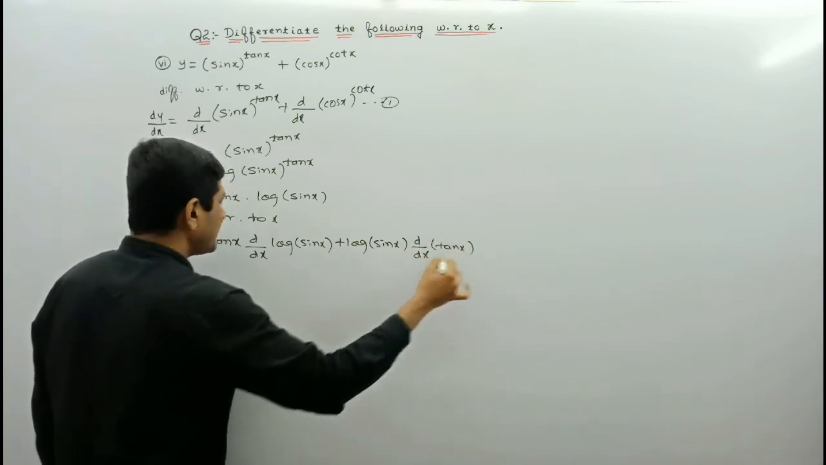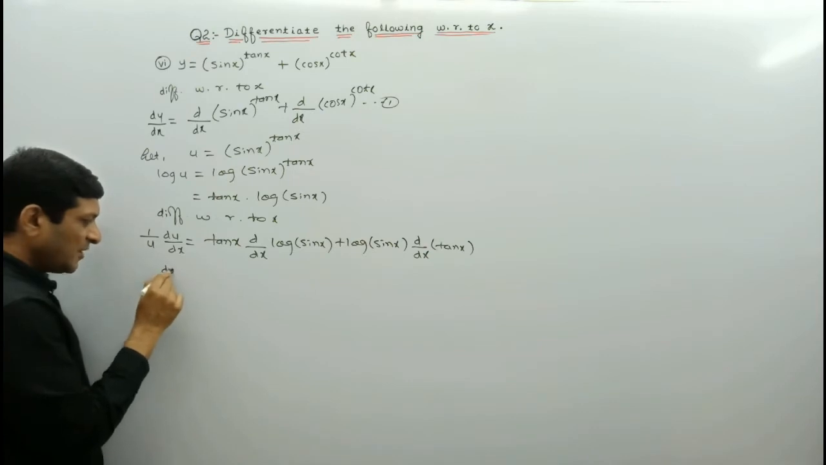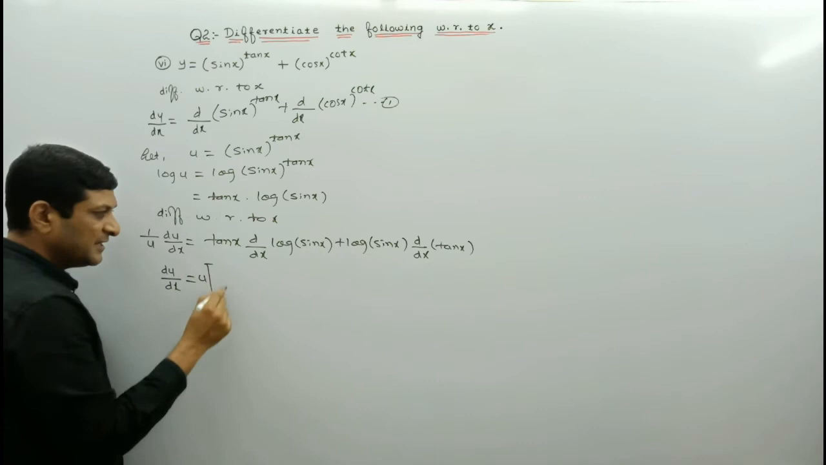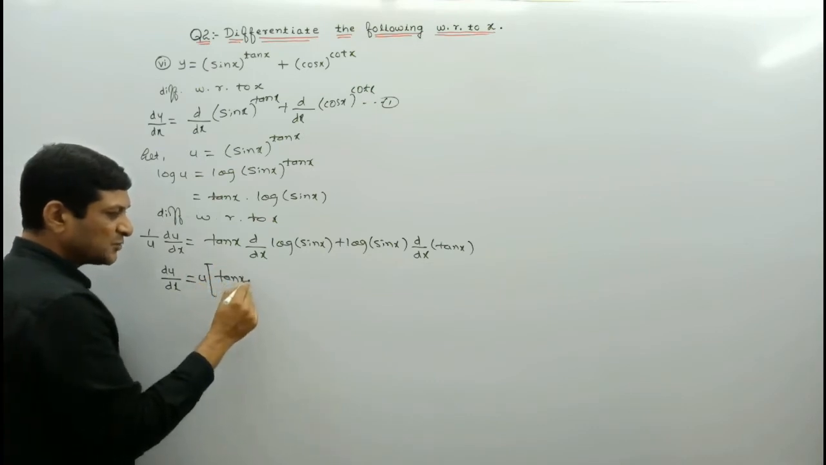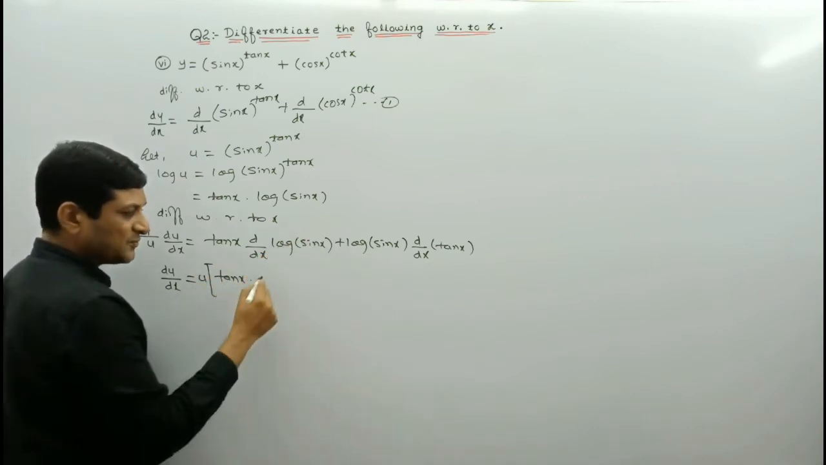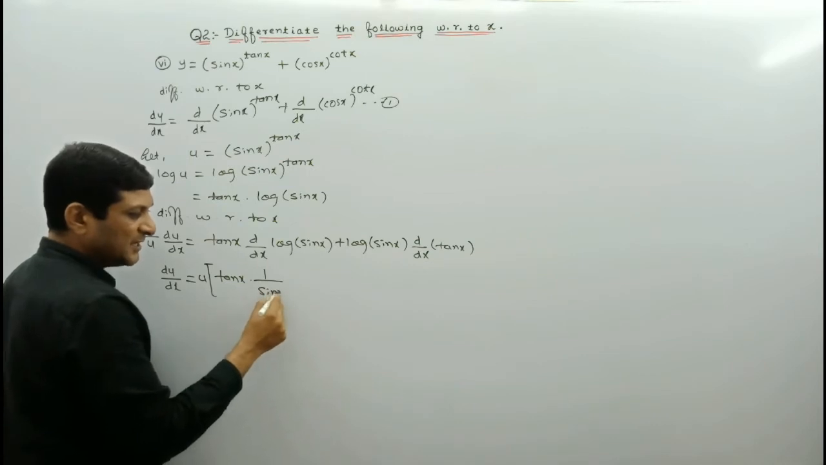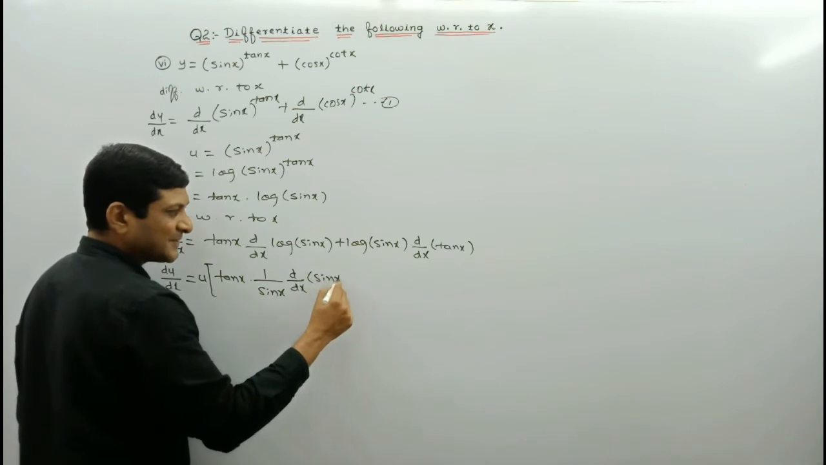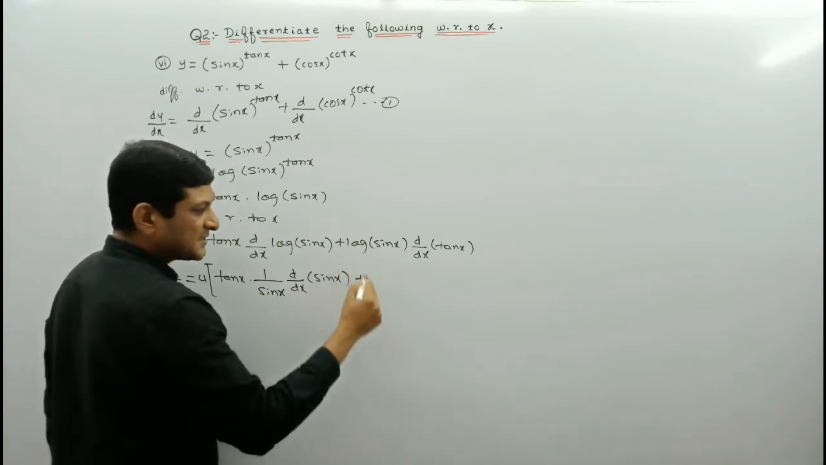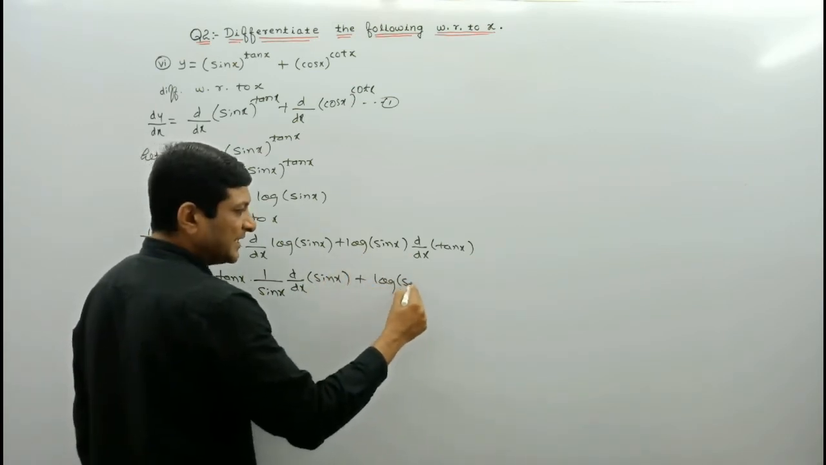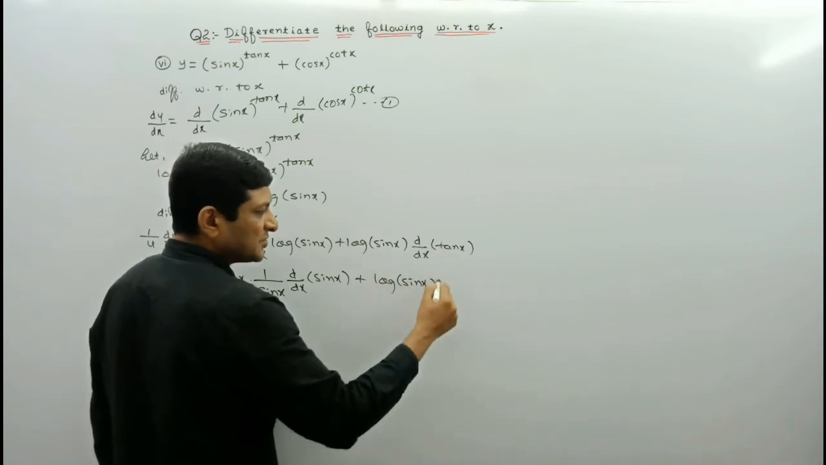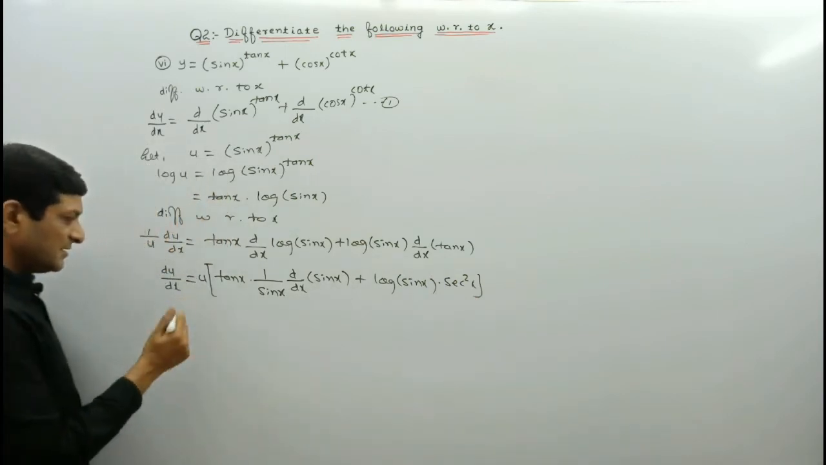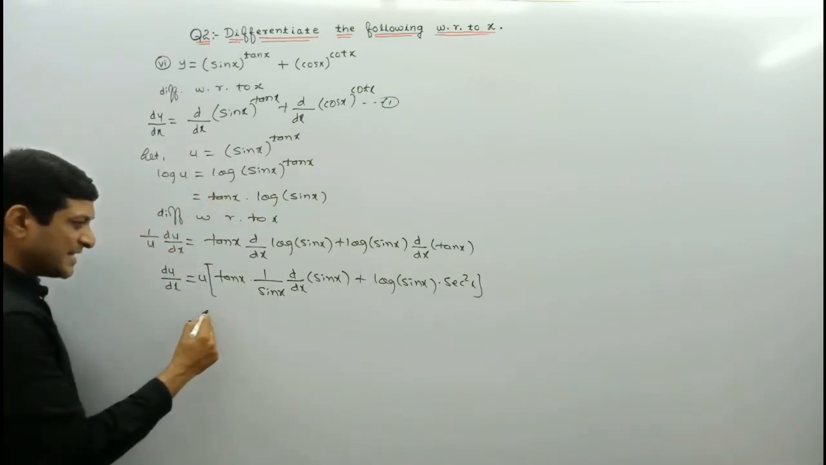Tan x. So du upon dx will be equal to, you will get multiplied on this side tan x, keep it as it is. What is the derivative of log f of x? It will be equal to 1 upon f of x into derivative of f of x, means derivative of what? Sin x, plus here log sin x, keep it as it is. Now the differentiation of tan x will be equal to sec square x.